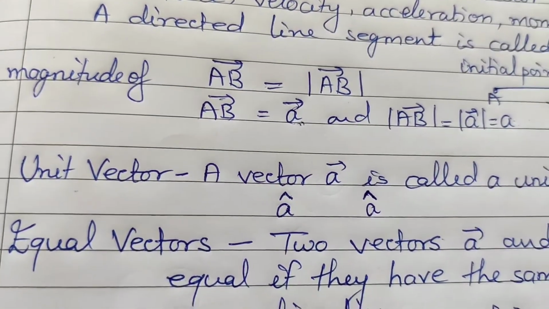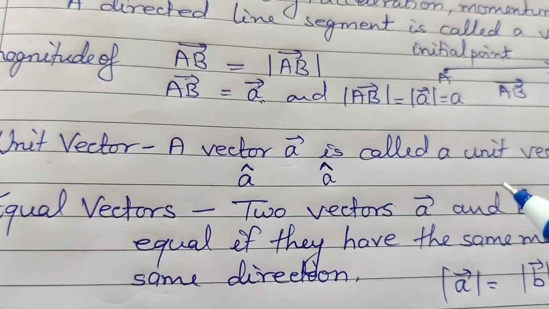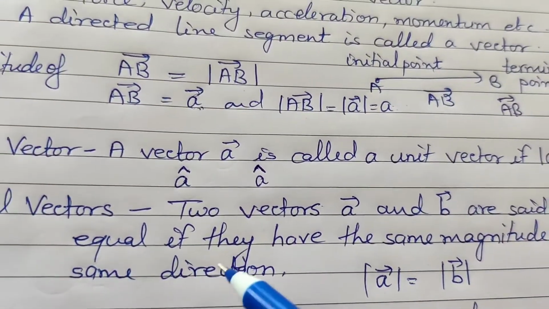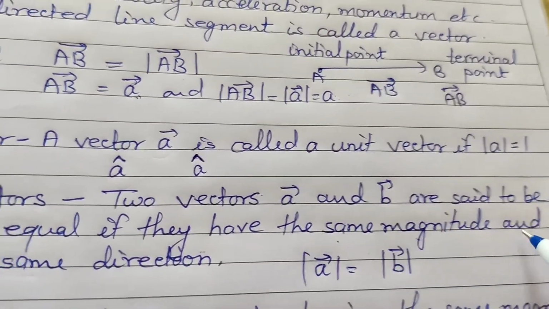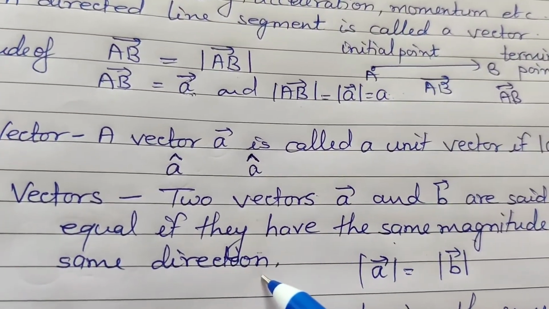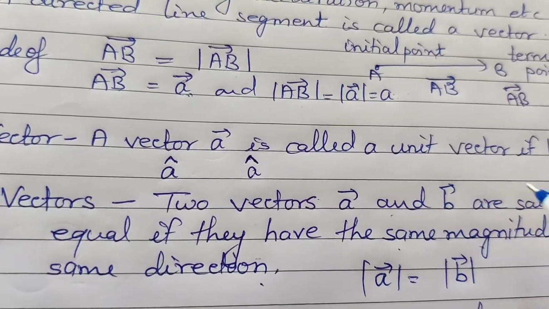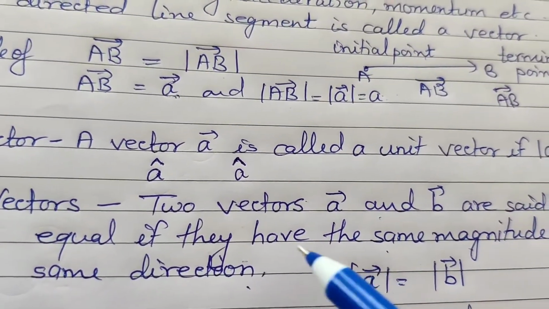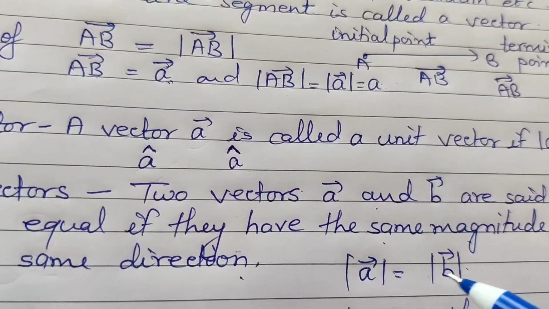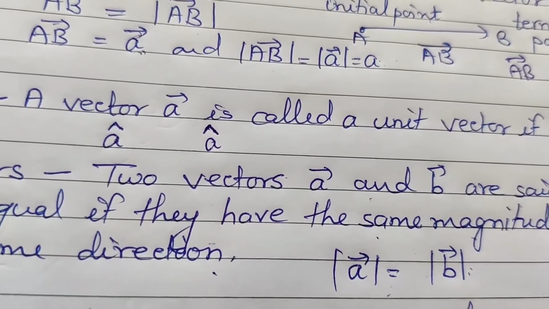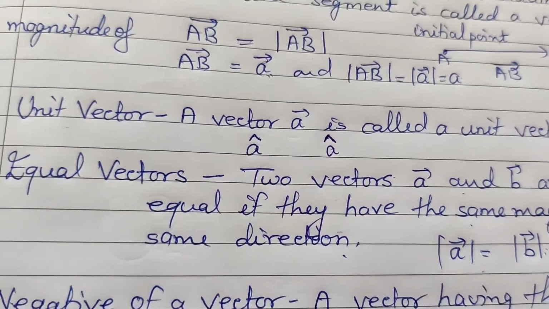And the next, equal vectors. Two vectors a and b are said to be equal if they have the same magnitude and the same direction. Why? When same magnitude and same direction, these two vectors are equal vectors.